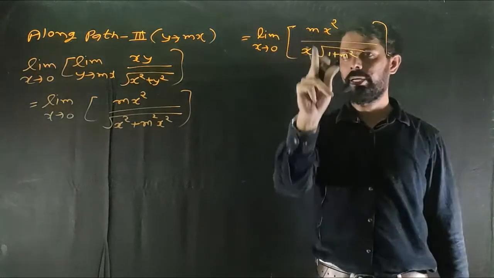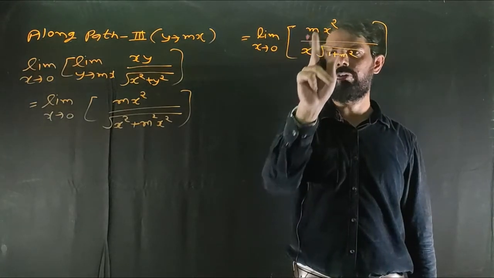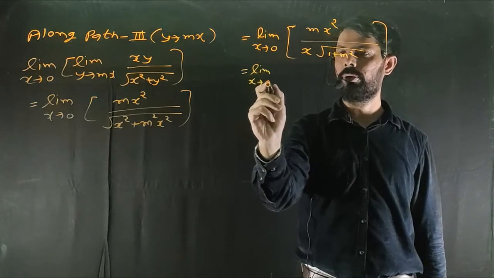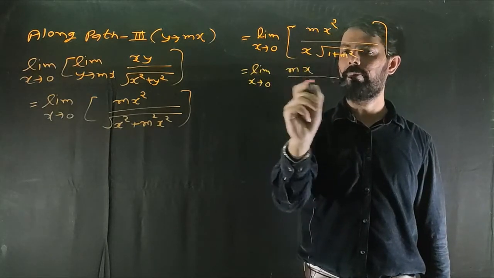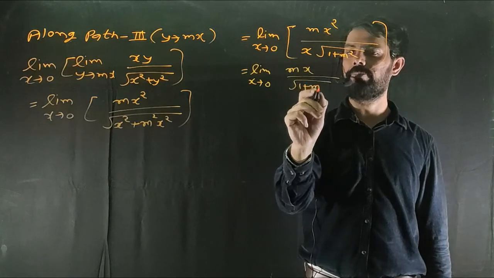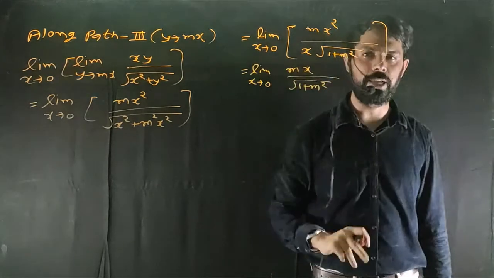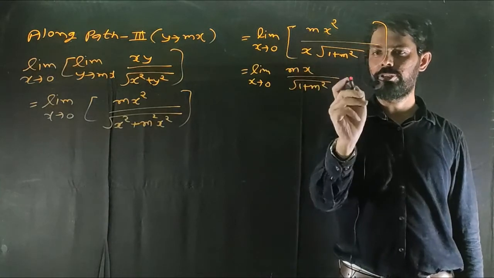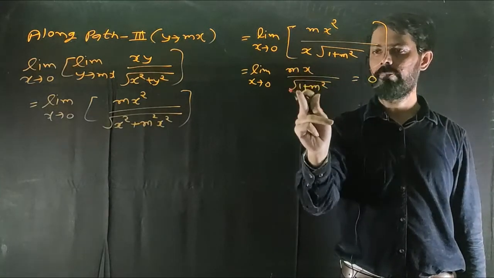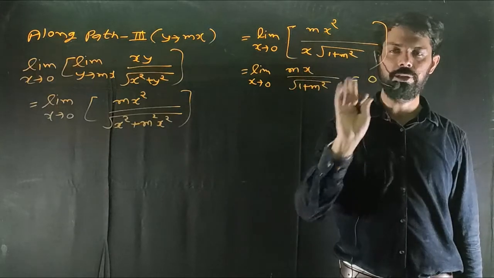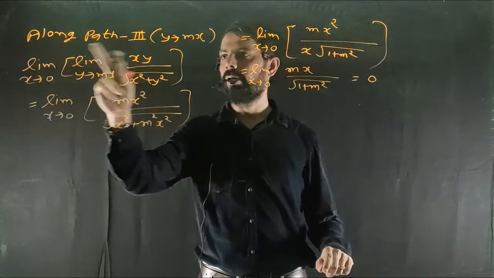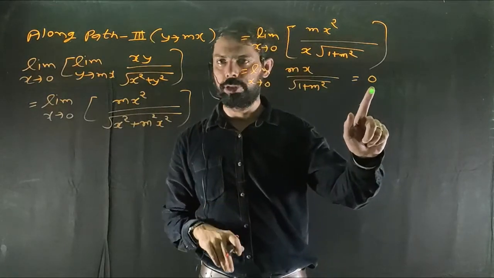Okay, so here mx square divided by x, so it will be mx, so this will be limit x tends to 0, mx divided by under root 1 plus m square. Now we will replace x by 0. So here if we replace x by 0, then this will be 0 divided by under root 1 plus m square, so which is 0. Therefore answer of limit along path 3 is 0.